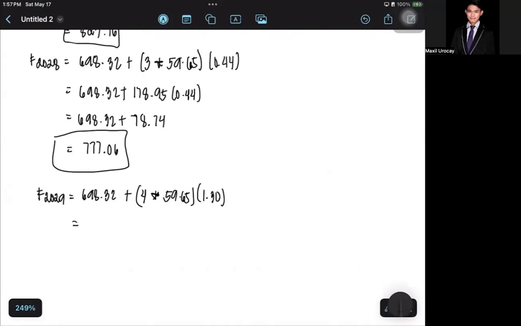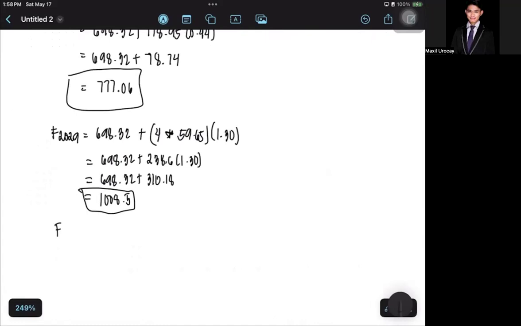So what you will do: 698.32, 4 times 59.65, that is 238.6, times 1.30, that is basically 310.18. So plus 698.32, that is 1008.5.